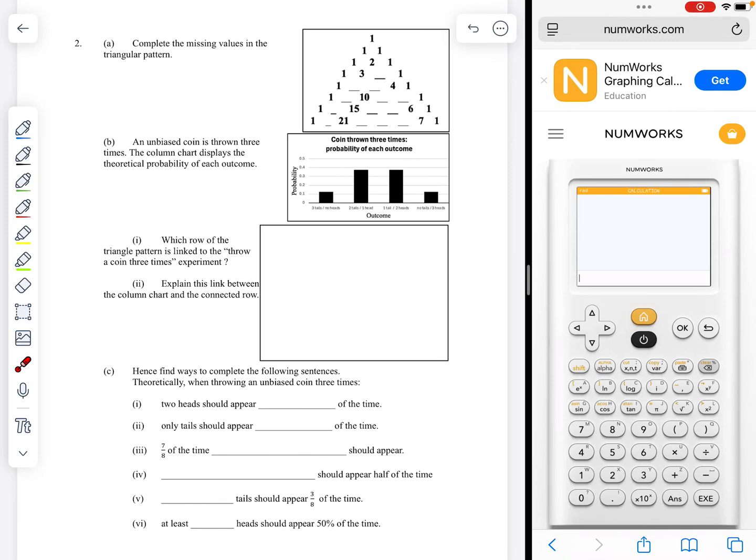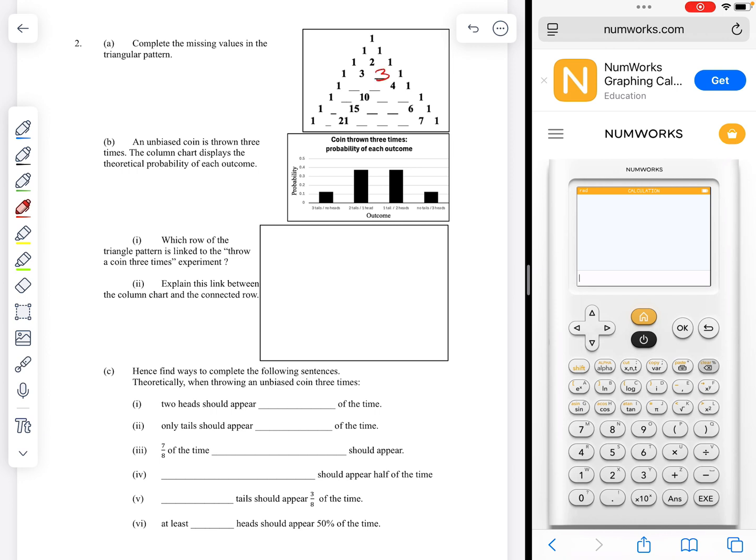Question 2. Complete the missing values in the triangular pattern. The binomial triangle, Pascal's triangle, the Chinese triangle. We've done this before. We know that the 1 and the 2 meet to give the 3.